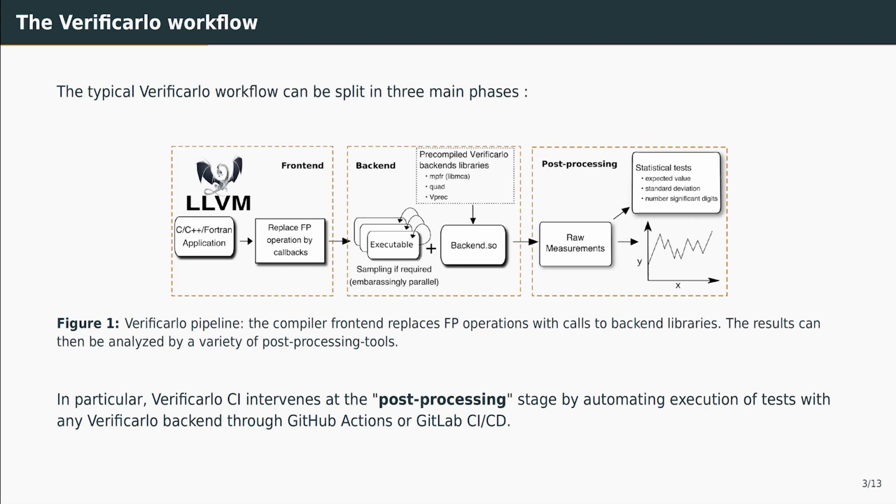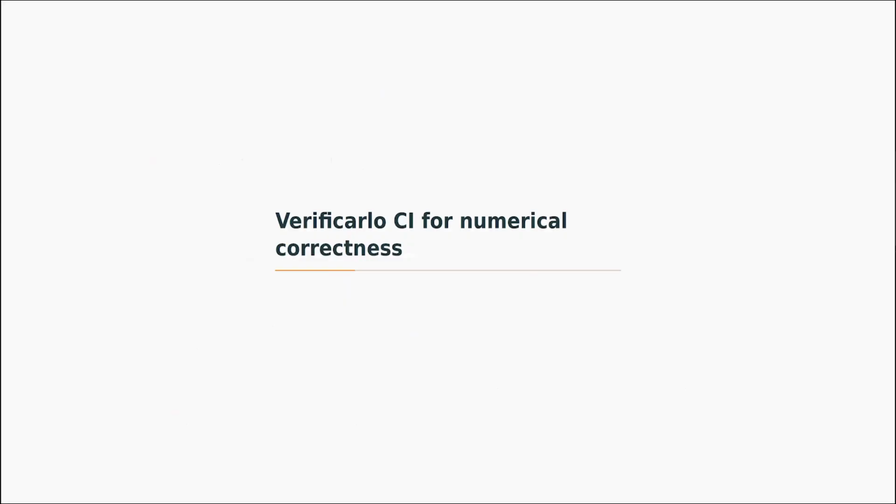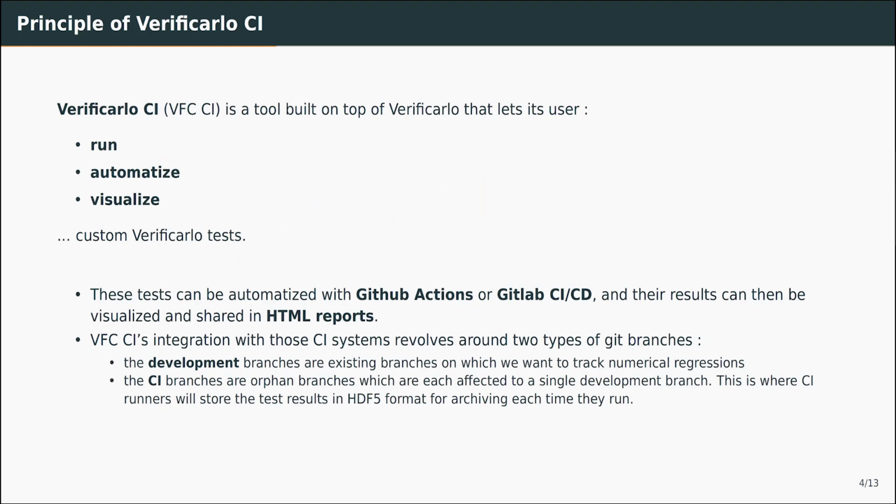Some of these tools can also manage the execution of different backends for you. And Verificarlo CI is one of these post-processing tools. So it aims to be quite generic. So what it allows you to do is to define and automatically run on a CI runner some tests for numerical accuracy. And then you can also visualize these results in some HTML reports. So it integrates with the CI/CD system of both GitHub and GitLab.